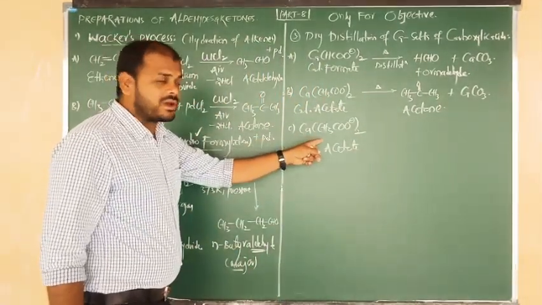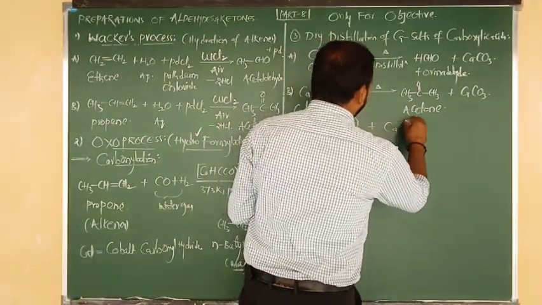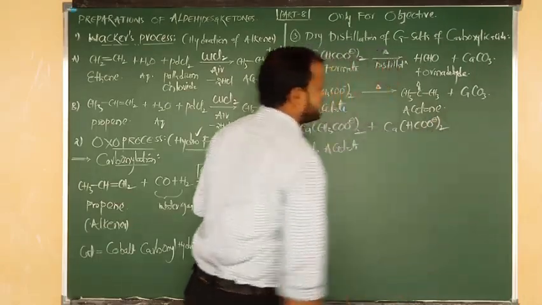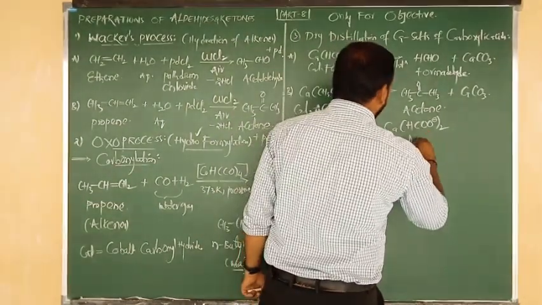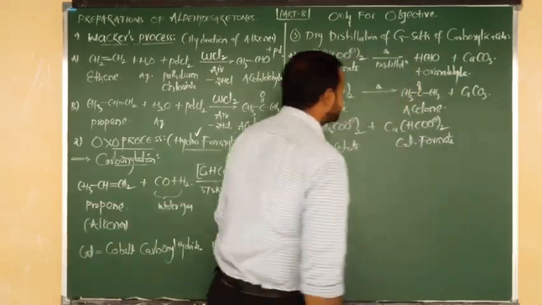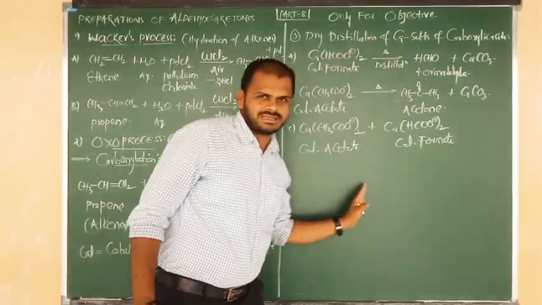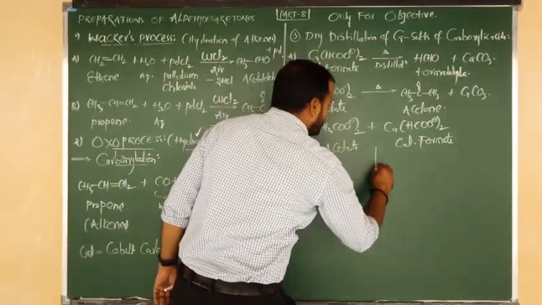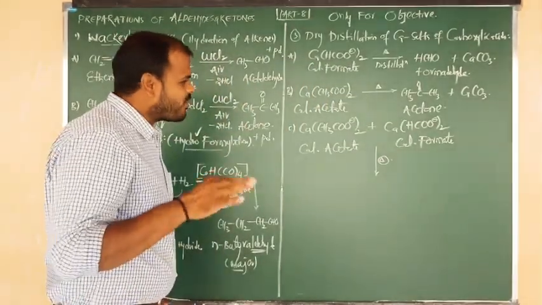And we are taking a mixture of calcium acetate and calcium formate. So what is the formula of calcium formate? Ca in bracket HCOO taken twice. So this is calcium acetate, and here I have taken calcium formate. A mixture of salts of carboxylic acids, here we are taking, followed by dry distillation, simply upon heating. Okay, now what are we going to get?